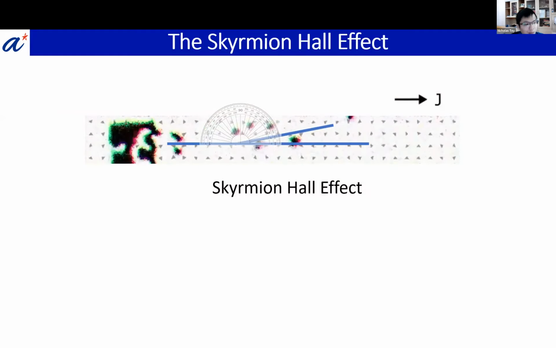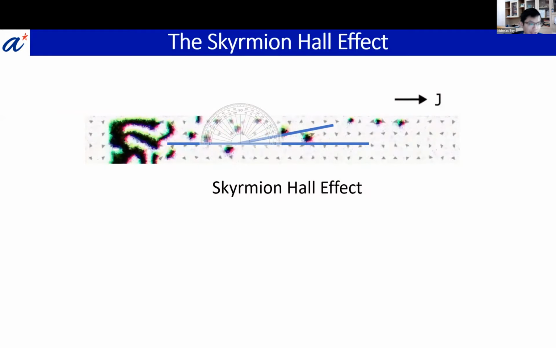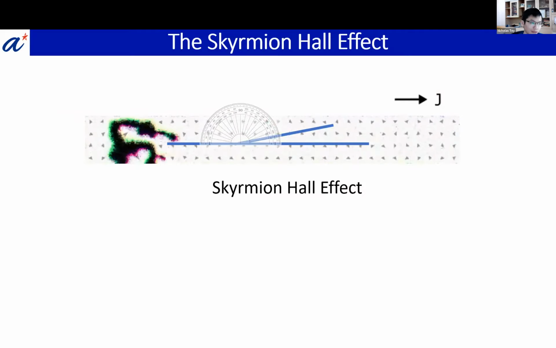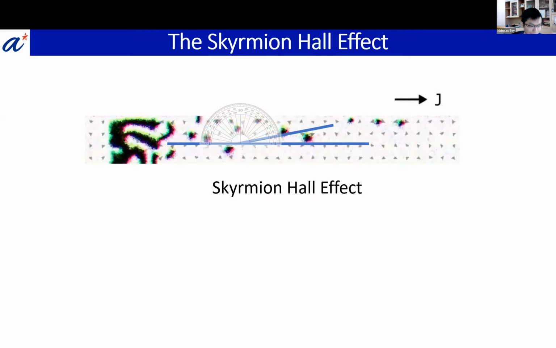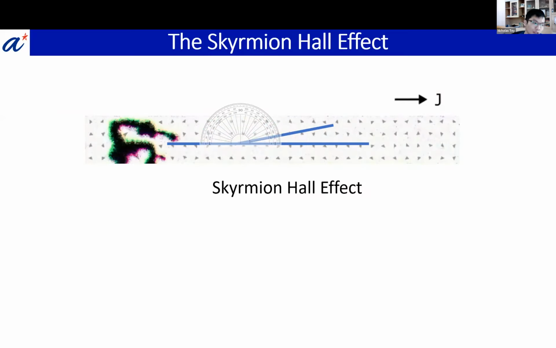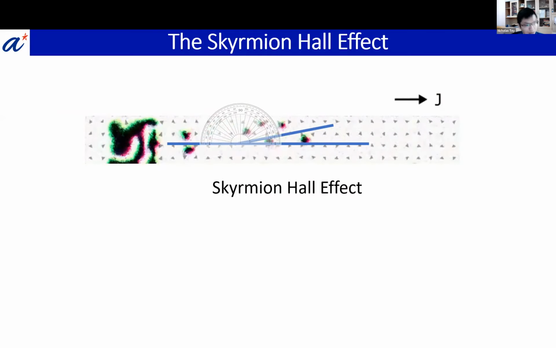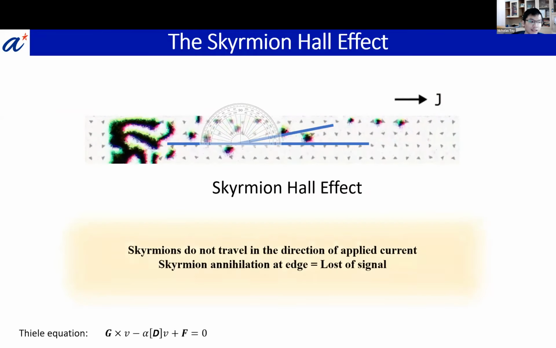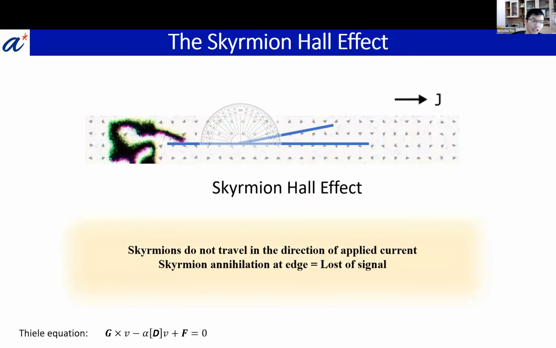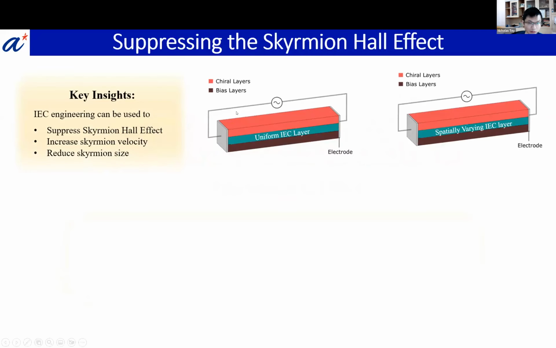Because we want to use skyrmions as a signal for our neuromorphic device, we must first understand that the motion of skyrmions under an applied current is not ideal from a device perspective. In particular, the vertical component of the skyrmions' motion would cause them to annihilate at the edge of a wire and cause us to lose our signal during signal transport. This phenomenon is known as the skyrmion Hall effect and arises from the gyro vector term in the TLE equation.